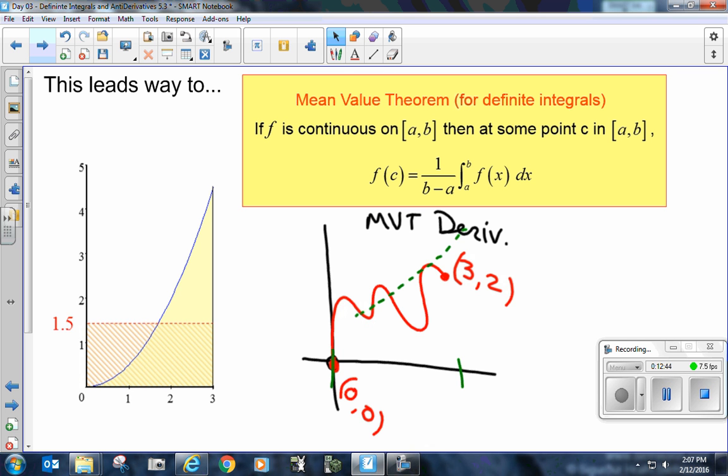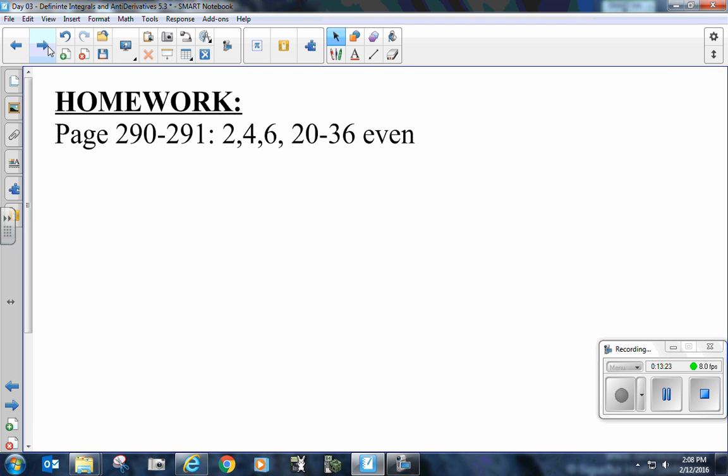Guess what the mean value theorem for integrals is? Out of all the area under this curve here, if I take the average of it, at some point, yeah, there's going to be some point where the area under that point is equal to your average. So look at right here. If I take the area under this point right here, that's 1.5. There you go. You just got to understand it. Okay? All right. That's it. That's it.